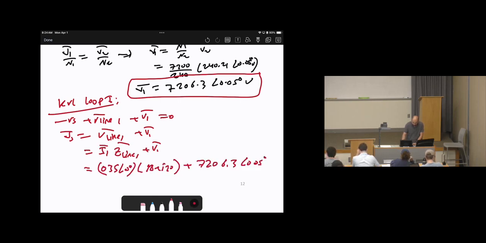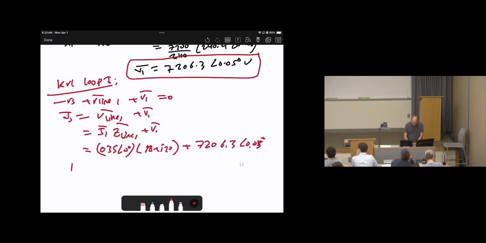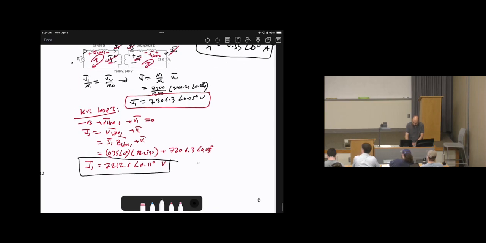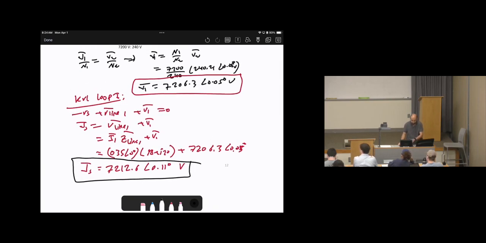Then when you substitute this in the calculator, you will get V source equal to 7,212.6 angle 0.11 degrees volts. Then problem done. We just calculated V source. Okay? Any questions?